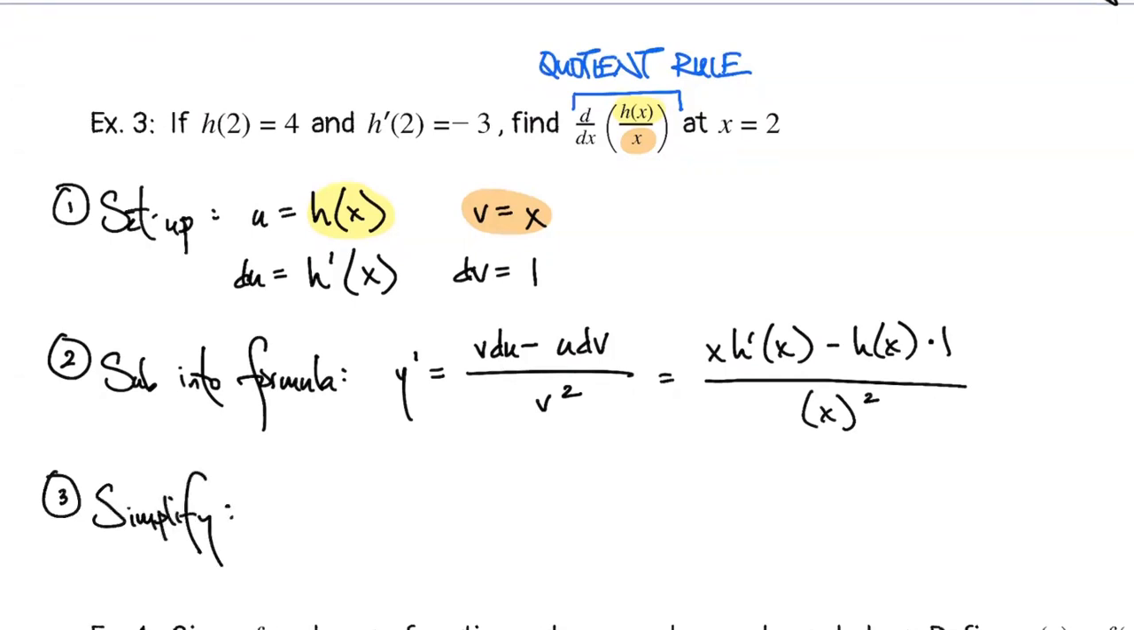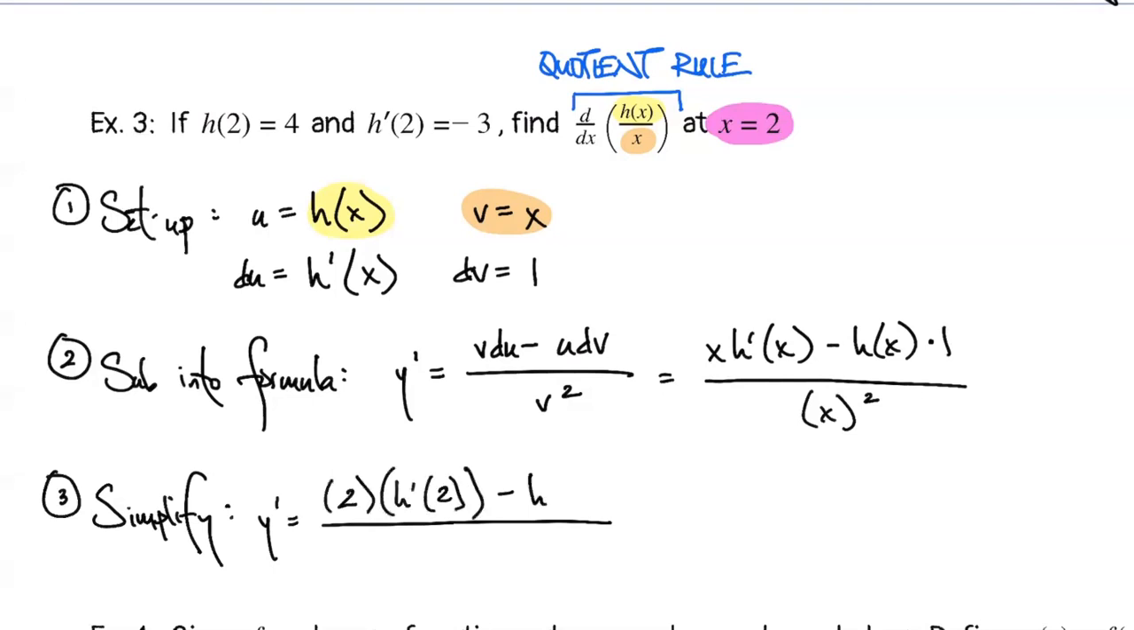Okay, so what number can we plug in for x? Yeah, we're going to go ahead and plug in x equals 2. Now, how did we know that? Well, way back in the problem, it said x equals 2, right? So we're going to have 2 times h prime of 2 minus h of 2 times 1 over 2 squared.